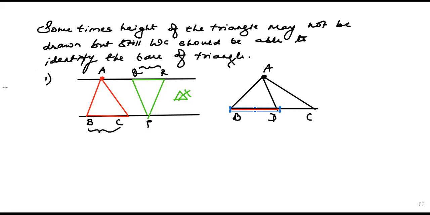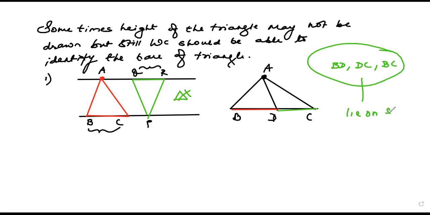This green segment is the opposite side of vertex A of the small triangle ADC. And when you look at the original triangle ABC, BC is the opposite side of vertex A. So now this BD, then DC and BC, when you look at them, all of them lie on the same line. They have a common vertex A. The opposite sides of A are BD in triangle ABD, DC in triangle ADC, and in case of triangle ABC, BC. They lie on the same line.